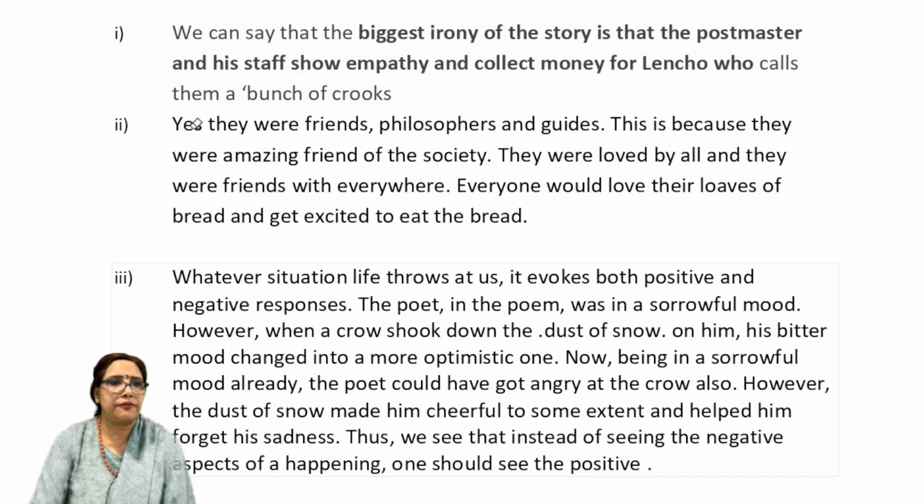That yes, they were friends, philosophers and guides. This is because they were amazing friends of the society. They were loved by all and they were friends with everyone. Everyone would love their loaves and bread, and the children used to get specially excited at the arrival of the baker.